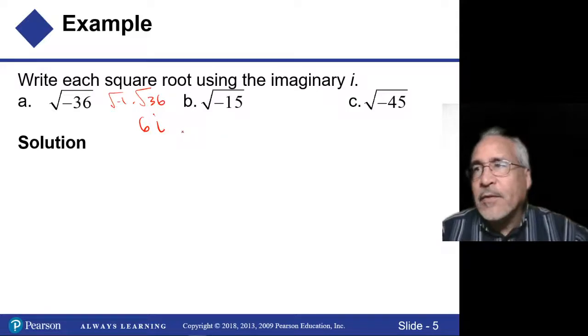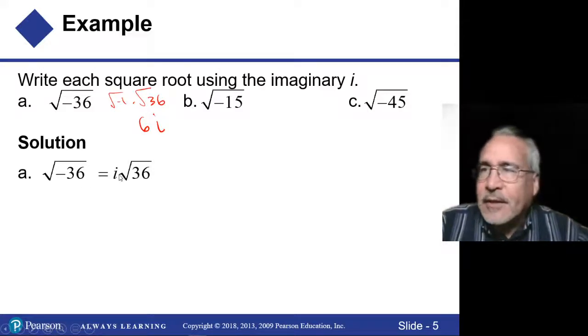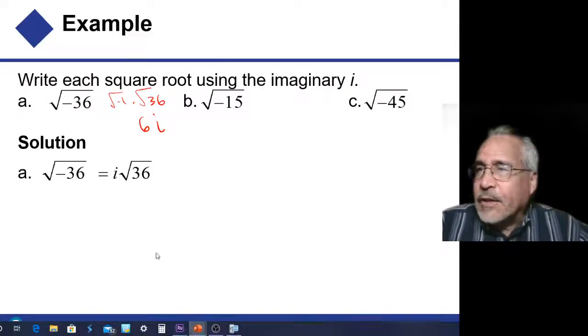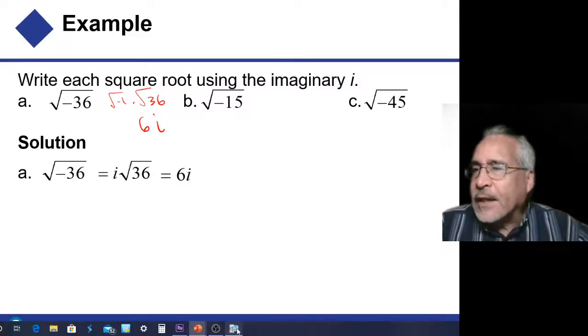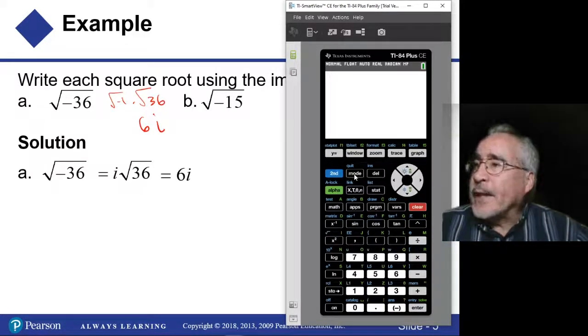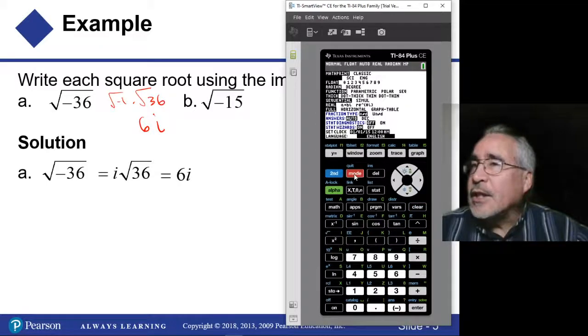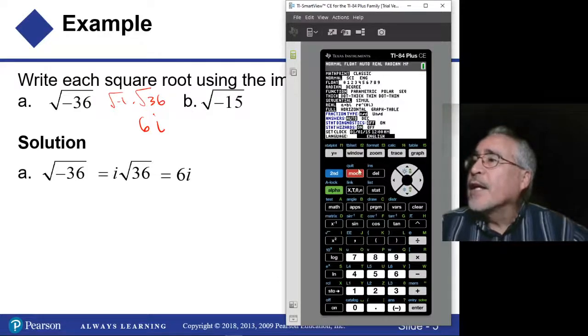A lot of times they move the i to the end, and that's how they're going to do it, or they put it in the front. Here they put it at the end. I'm also going to show you, if you've got the TI calculator, TI-85, 84, 83, if you go to the mode button, you can actually teach your calculator to do imaginary numbers. Let me show you right now.